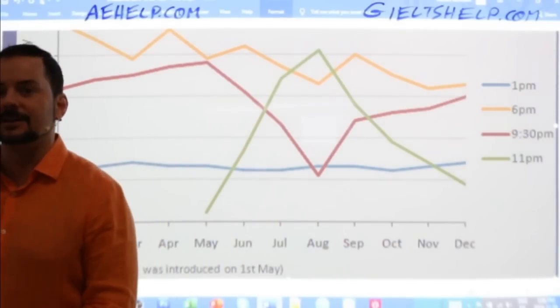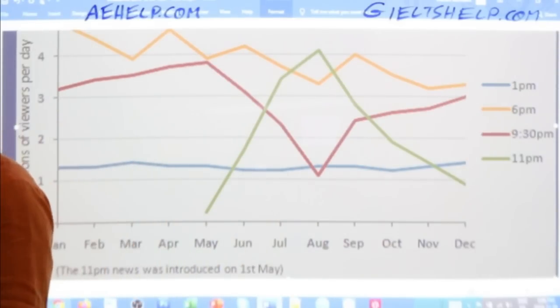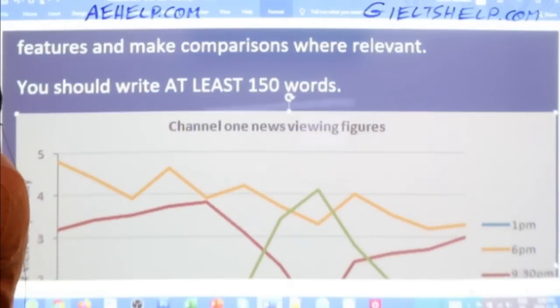All right. Hassan says, it looks like a fierce battle is going on among these lines. I agree with you, Hassan. It does look like that.